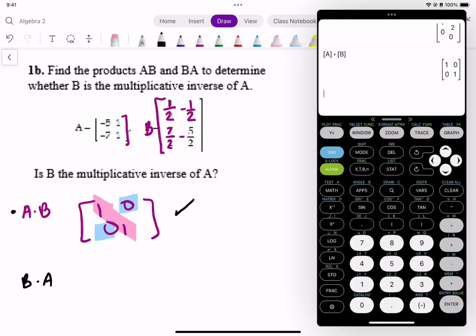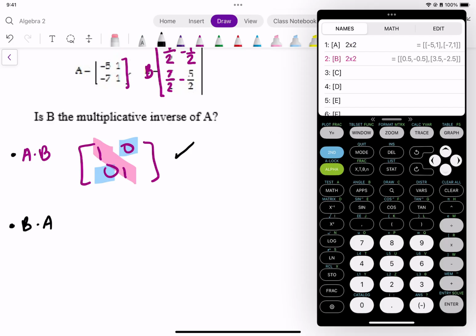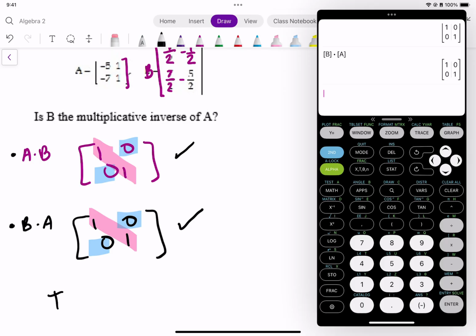If that does work, we move on to the next one. Once we verify that AB works, we have to verify that BA also works in order for us to call it a multiplicative inverse. So we're going to do the same thing. Second inverse, we're going to press B times A. We press enter. Okay, let's check out the answer. We also have 1s on the diagonal, and it's filled with 0s. It also checks out on the format that we want. So because both of them give us the format we want, and we don't get row echelon form, we know that these are multiplicative inverses of each other.